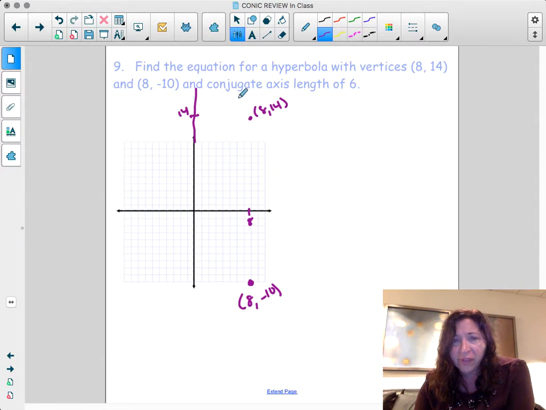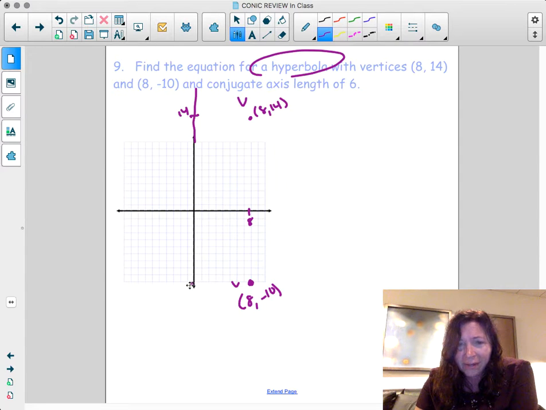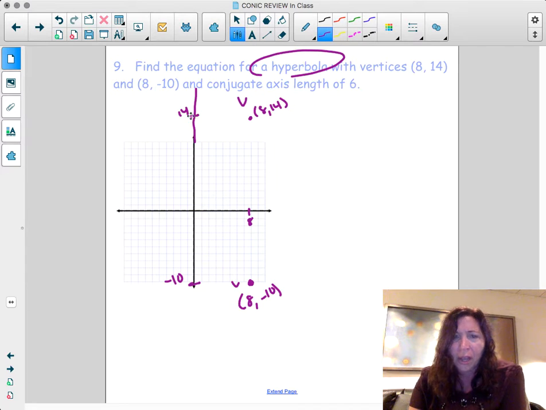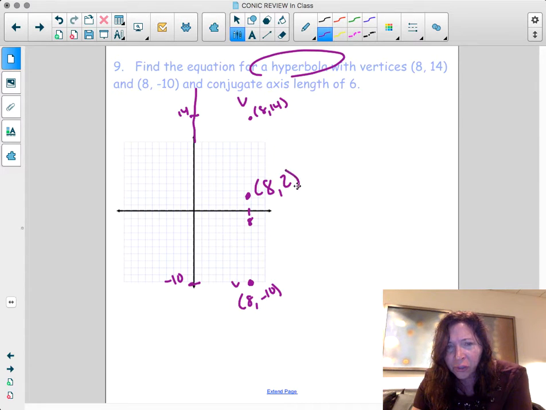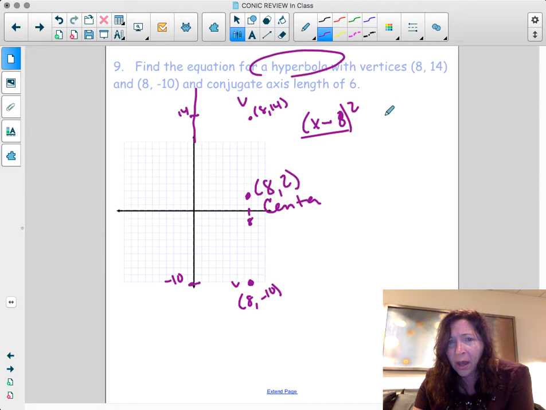So those are my vertices, which means that's my transverse axis. So if I went down 10 and I went up 14, that makes 24. So that means halfway through is 12. So that also means that this point right here at 8, comma 2 is my center. That's the center of my hyperbola, which means that this is going to start off as x minus 8 quantity squared. It's going to have a y minus 2 quantity squared, and I'm going to have it equal 1.